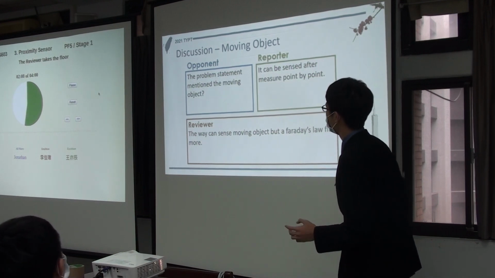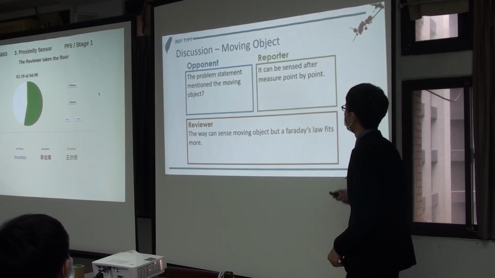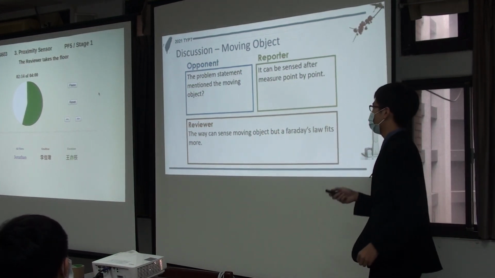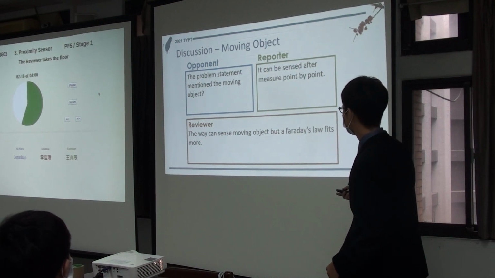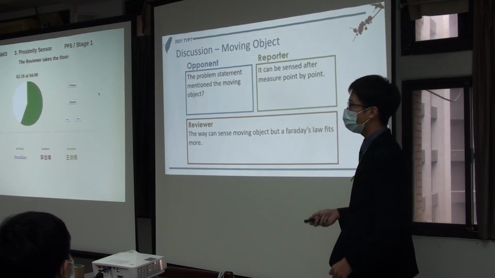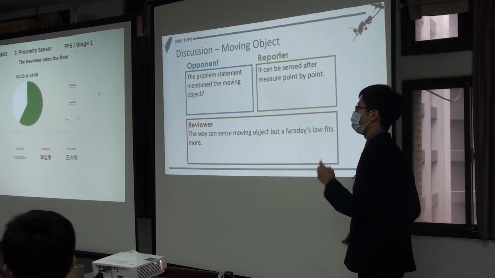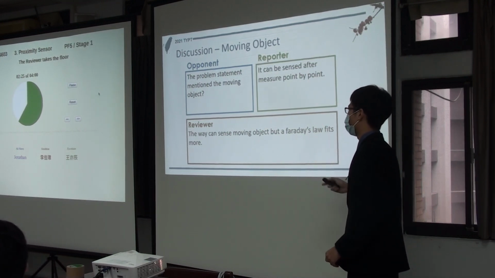Then this is our second discussion about the moving object. The opponent asks, the problem statement mentioned the moving object, and the reporter says that it can be sensed by measuring point by point. And the reviewer believes that sensing a moving object with Faraday's law fits more. And also Faraday's law was not applied in the theory of the reporter's report.